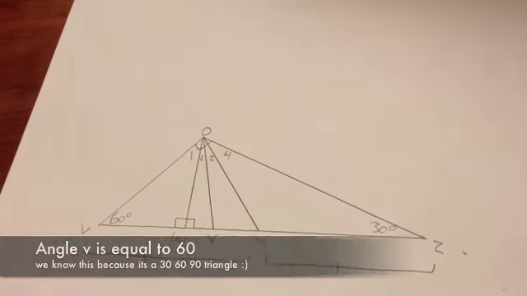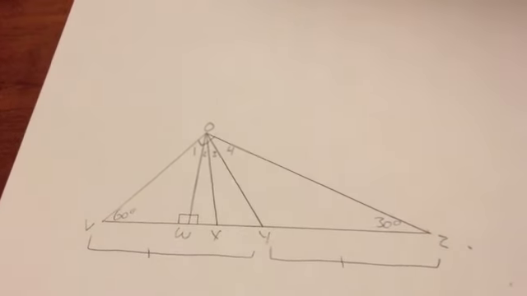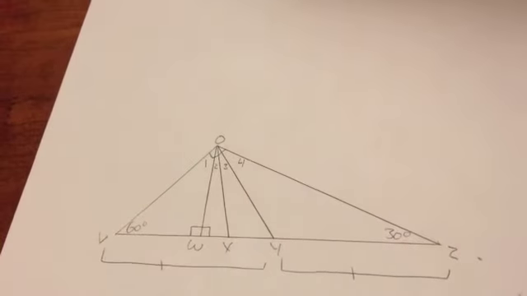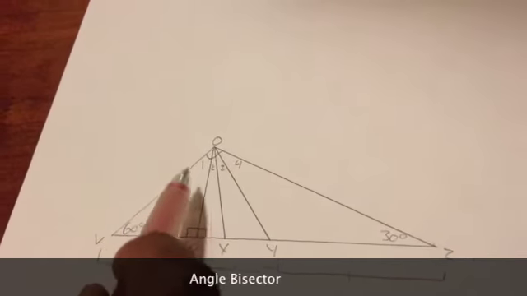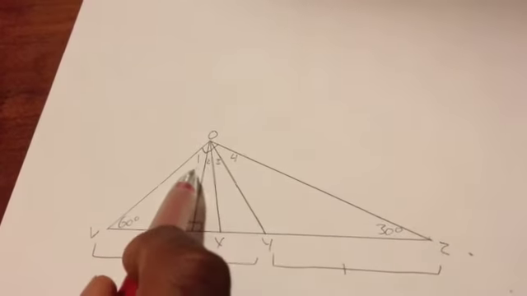Now let's get down to business. We know that angles 1, 2, 3, and 4 add up to 90 degrees. Because of the angle bisector theorem, we know that angles 1 and 2 add up to 45 degrees.